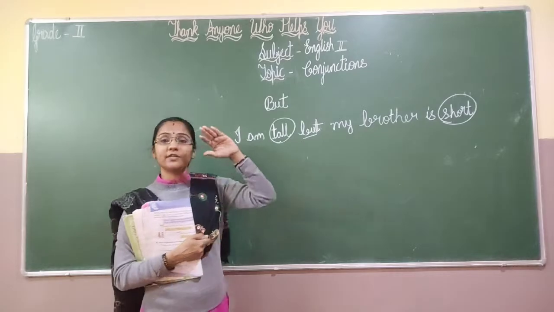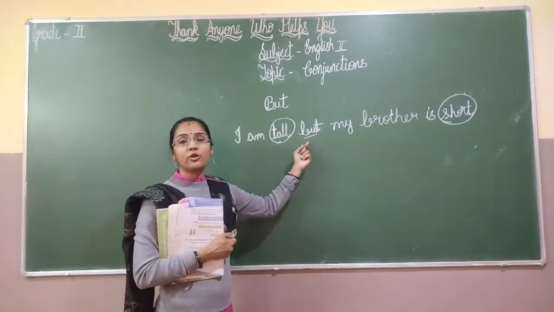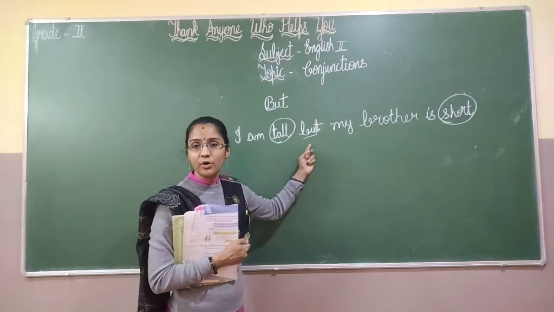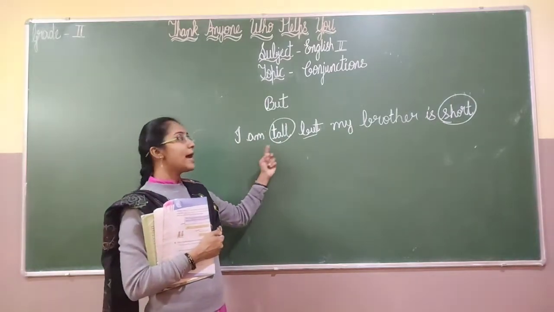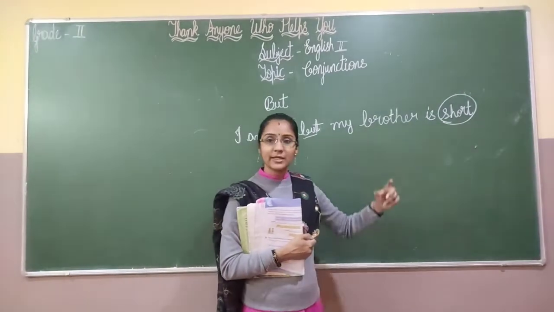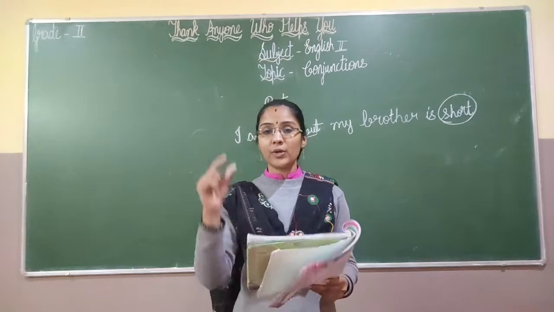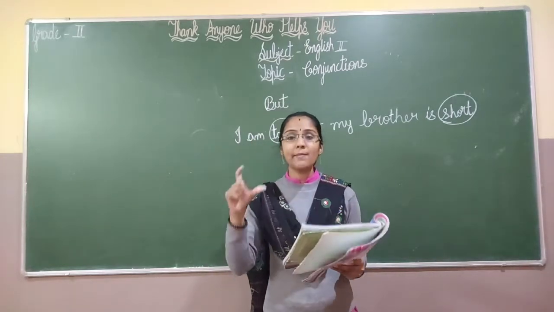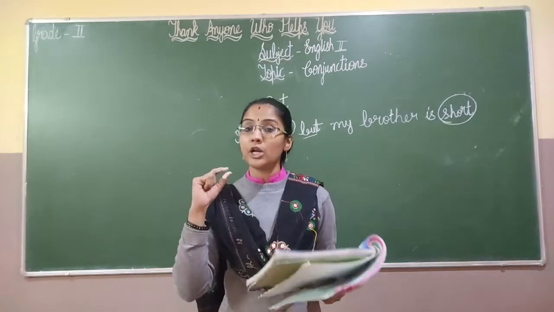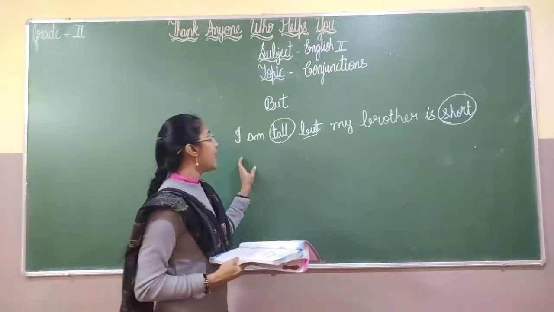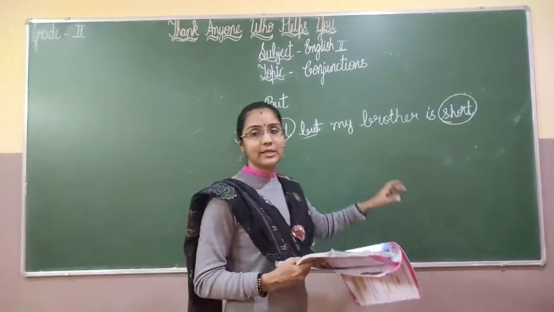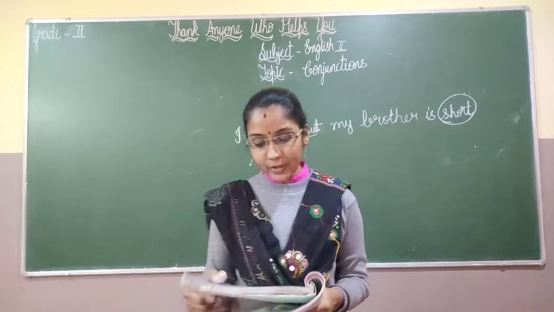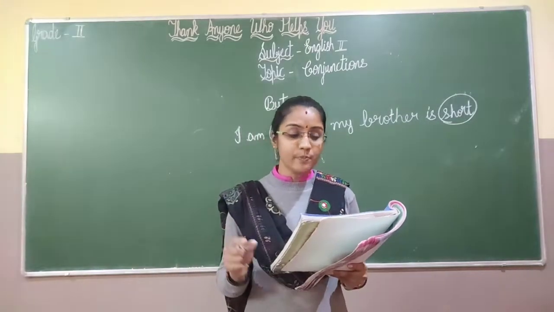So when there is a difference in a sentence, what conjunction are we going to use? We are going to use "but". So I am tall, but my brother is short. Okay? You can read the sentence from before. I am tall, my brother is short. So now how do we write this sentence? I am tall, but my brother is short. Okay, children? You can see another example also.